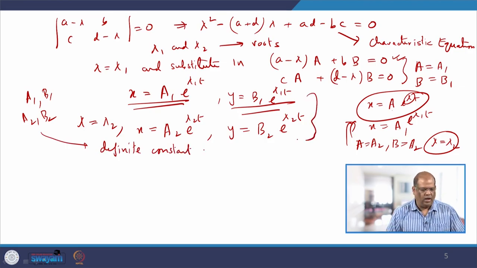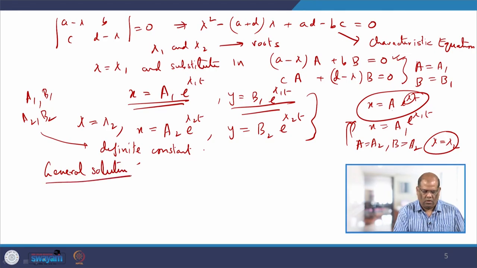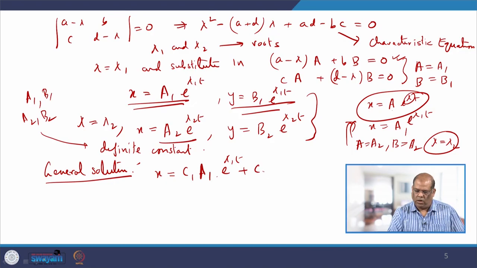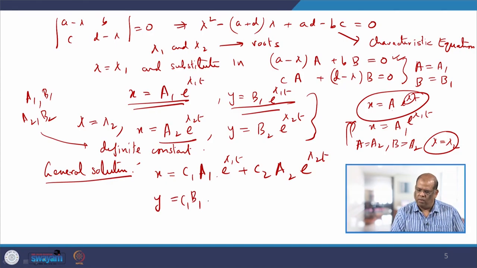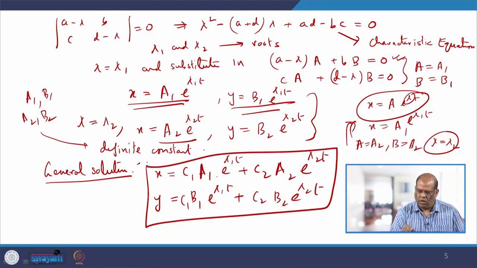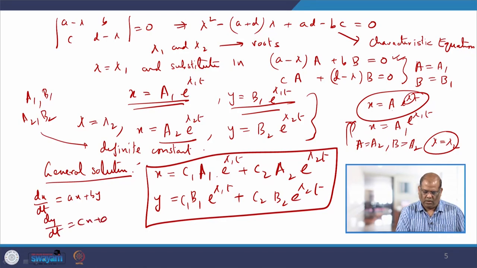These solutions are linearly independent, so your general solution will be of the form x equal to c1 a1 e to the power lambda 1 t plus c2 a2 e to the power lambda 2 t, and similarly y equal to c1 b1 e to the power lambda 1 t plus c2 b2 e to the power lambda 2 t. So this is now the general solution of the differential equation dx/dt equal to ax plus by and dy/dt equal to cx plus dy.